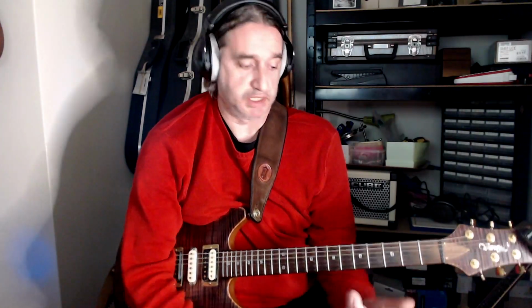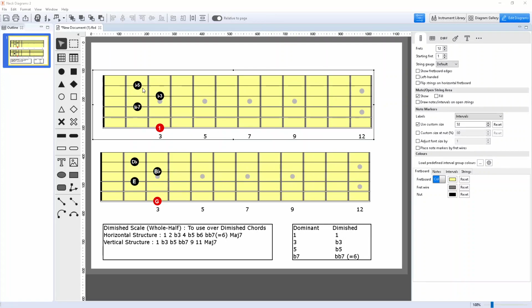Before we even start looking at the exercises I created for you, let's have a look at the theory behind diminished, because it's quite important to understand this. So, first of all, where do diminished chords come from? Well, they come from the dominant 7 family.